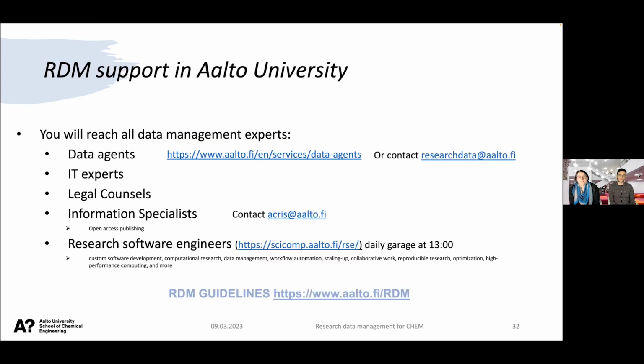So now it's the end of this lecture. If you have any question about research data management, you can contact our global address or any of our data agents. We have IT experts and legal counsels, and you can also contact the ACRIS if you have any questions related to information specialists. If you have questions related to software, you can contact the software engineers. They have a daily garage at 1.